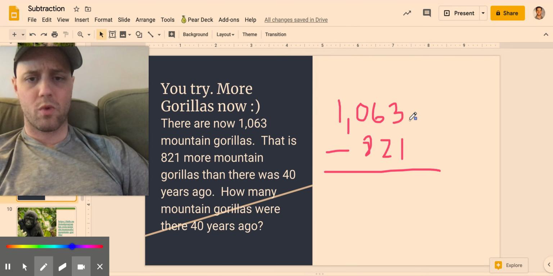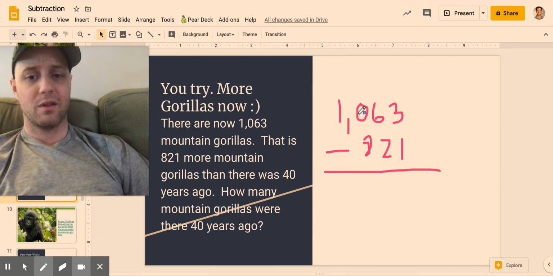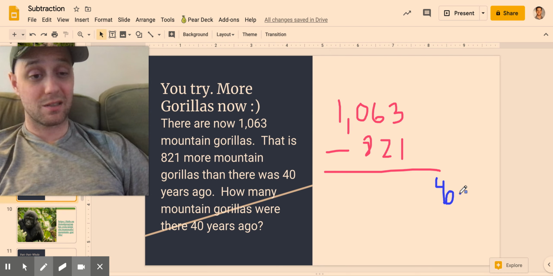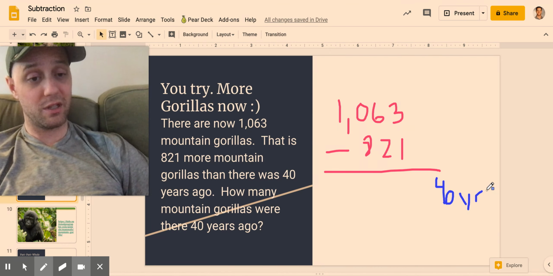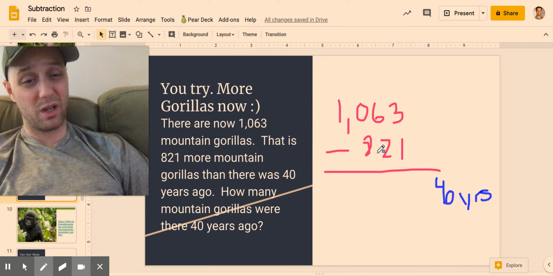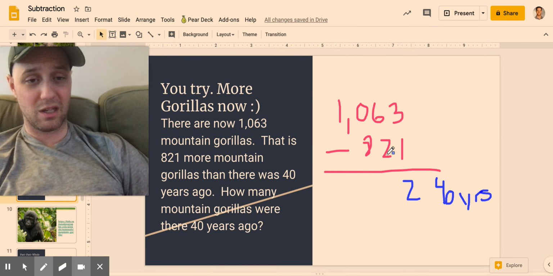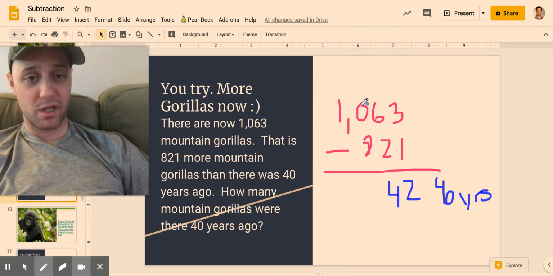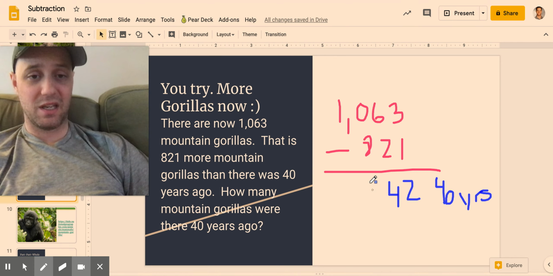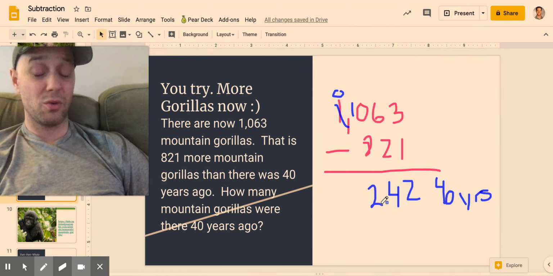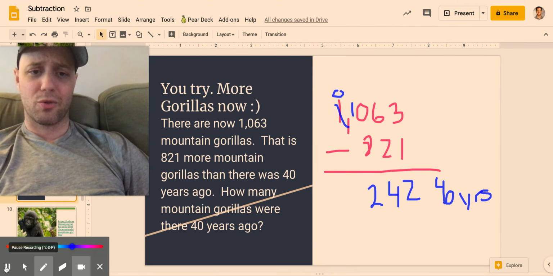All right, this is how many there are now. And we know that 40 years ago, there were less. How many less were there 40 years ago? 821 less. So 3 take away 1, 2. 60 take away 20, 40. Here's another one where I could do 1,000 minus 800, or if you want to regroup, but notice it'll do the same thing. 10 minus 8. There were only 242 mountain gorillas 40 years ago.